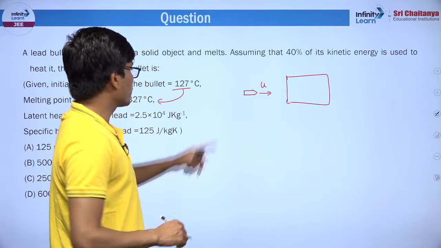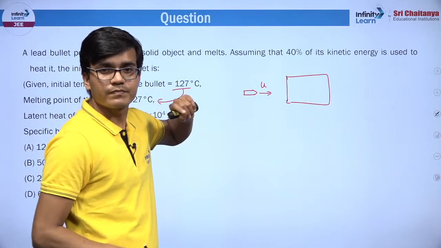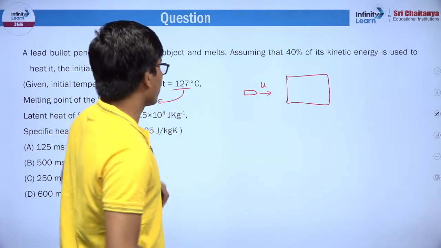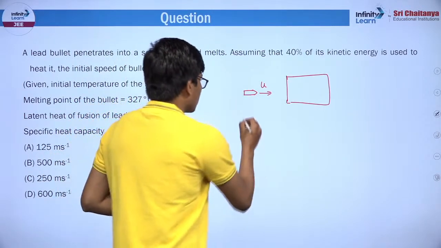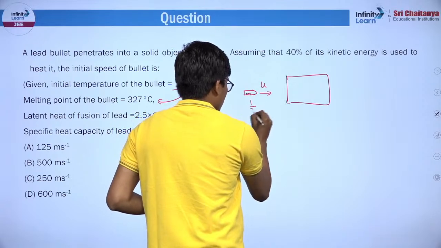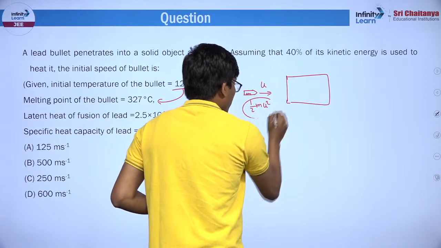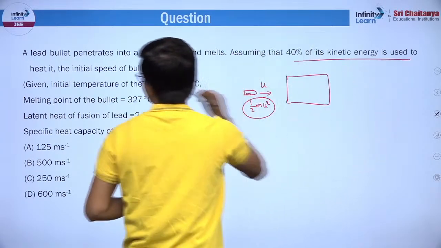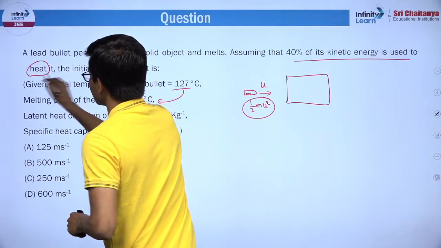So you need to find that u, the initial speed, and what is given to you is that 40% of the initial kinetic energy is getting used into heat.